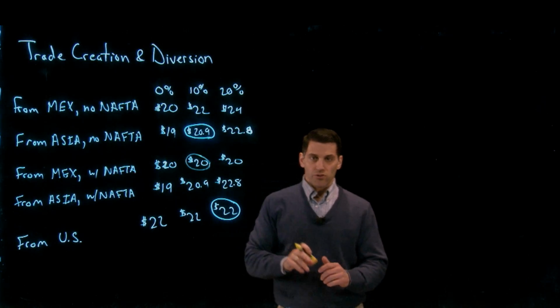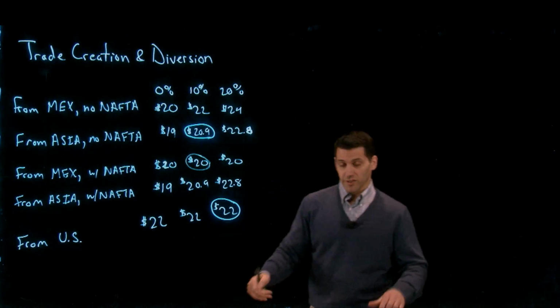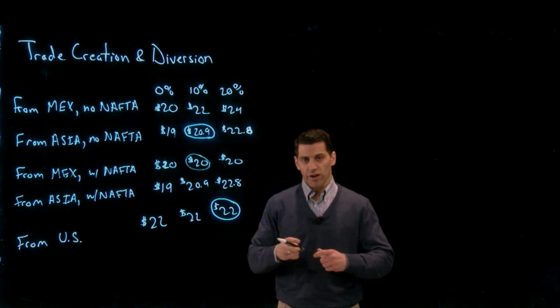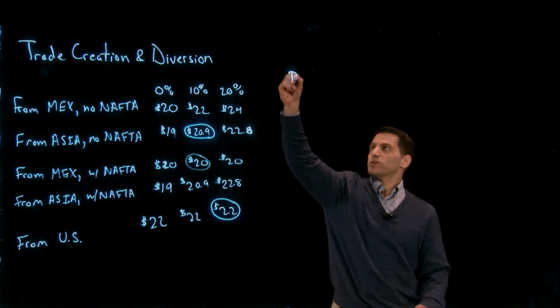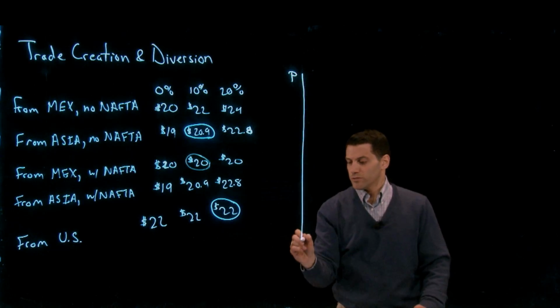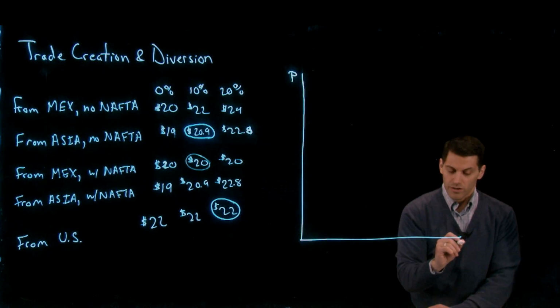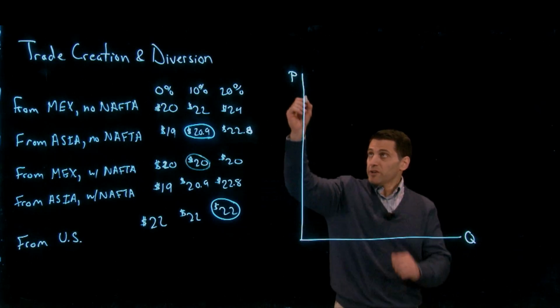Now what we can illustrate, and we're going to just use a domestic supply and demand graph here. So here's our price, and then our quantity here. We've got a demand curve.